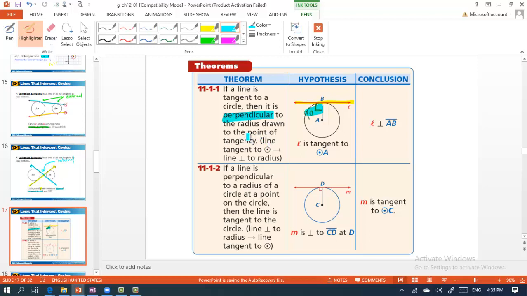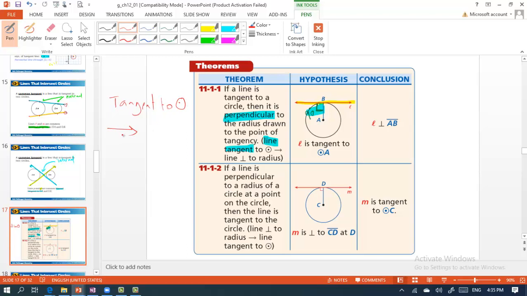Mathematically, how can we express it here? When a line is tangent, it implies. So we can write, if it is a tangent to a circle, it implies what? Perpendicular to the radius. As you can see here. This is the meaning of that.